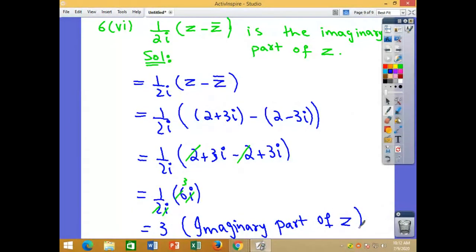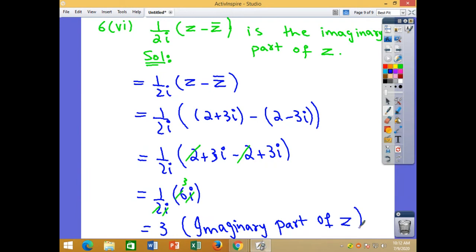Sir, how to do part number 4? Sahil Khan. Sir, it's a bit difficult, sir. I didn't hear your voice. Please speak a bit loudly, sir. It's a bit difficult, sir. Part number 4, it's a bit difficult.